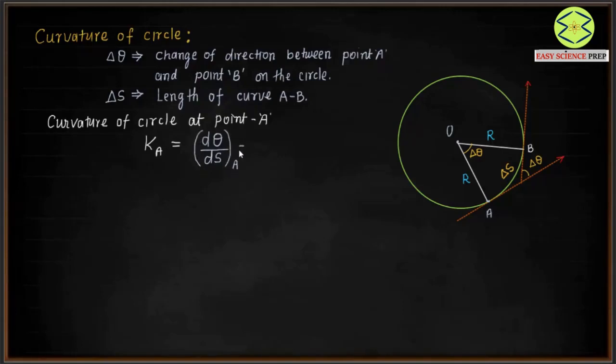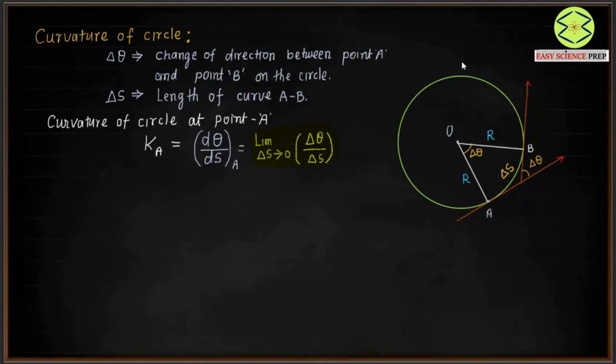This is only possible if we reduce the length of the curve to a very small value. Point A and point B should be very close, almost overlapping, so that we can find the curvature at point A. This can be achieved by using limits. If you apply the limit delta s tends to 0, delta theta by delta s will provide us the value of the instantaneous rate of change of direction with respect to the length of the curve corresponding to point A. This is what we call the curvature at point A, right?